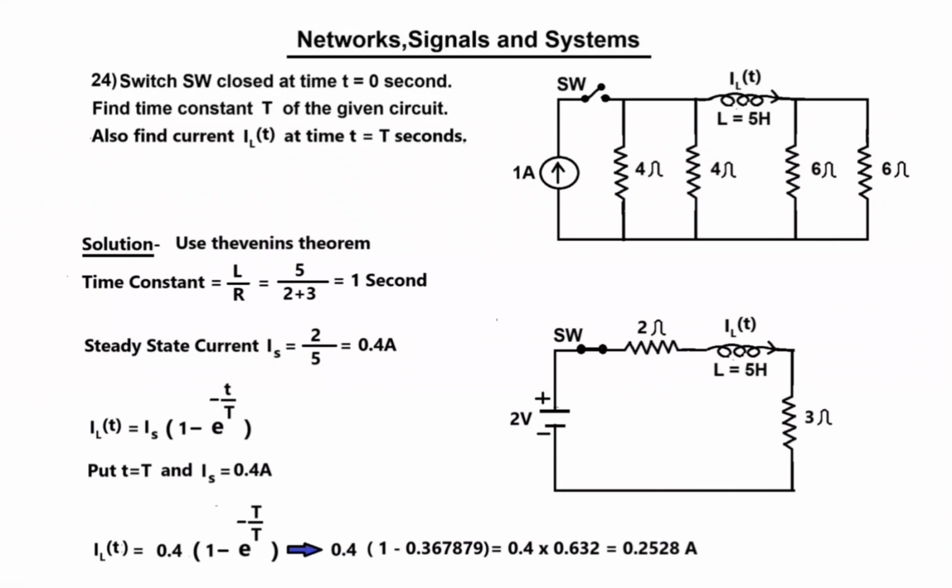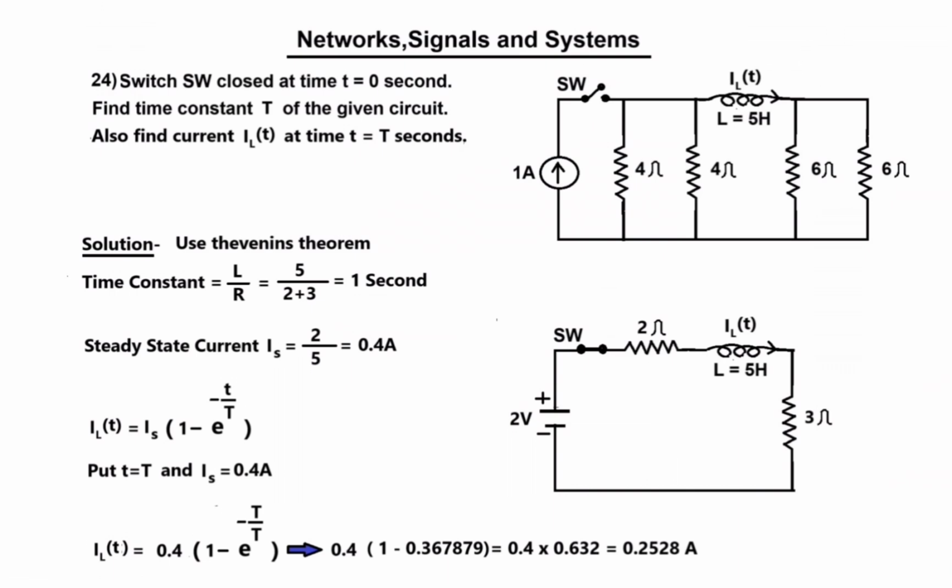Hello, question 24. As shown in the diagram, switch SW is closed at time t equal to 0 seconds. Find the time constant τ of the given circuit. Also find the current i_L(t) through the inductor at time t equal to τ seconds. Solution.